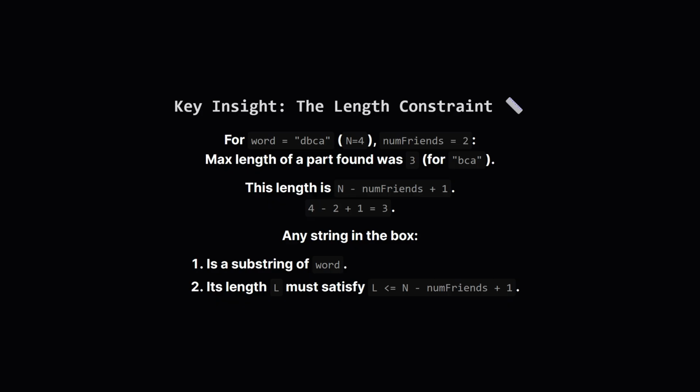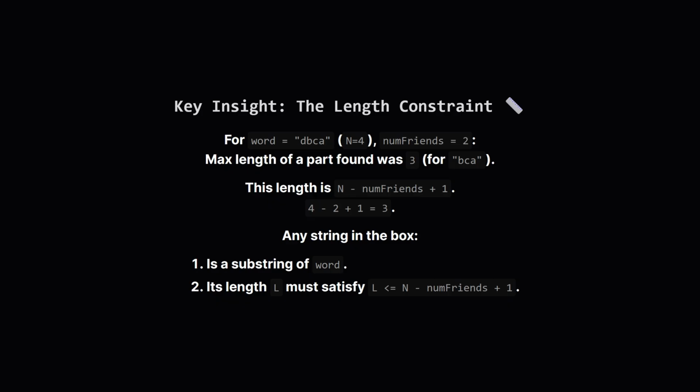We can calculate this maximum. Take the total length of the word, which is 4, subtract the number of friends, which is 2, and then add 1. So 4 minus 2 plus 1 equals 3. This formula, which we can write as n minus numFriends plus 1, where n is the word's length, gives us the longest any single piece can be.